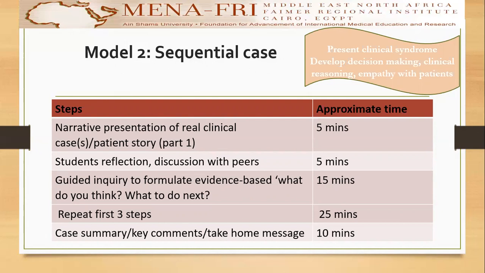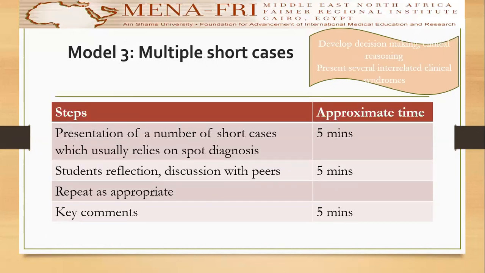Advantages of this model are to present clinical syndrome, develop decision making and clinical reasoning or empathy with patient. Model 3 is multiple short cases. In this model, you present a number of short cases which usually rely on spot diagnosis. You could repeat the steps for this model as many times as the number of cases you have, and the end summary of the cases. The advantage of this model is to develop decision-making, clinical reasoning and to present several interrelated clinical syndromes.